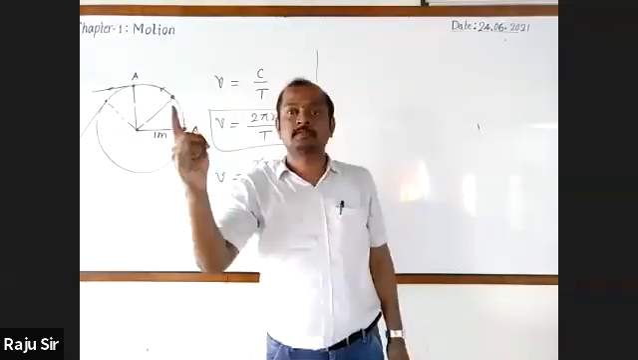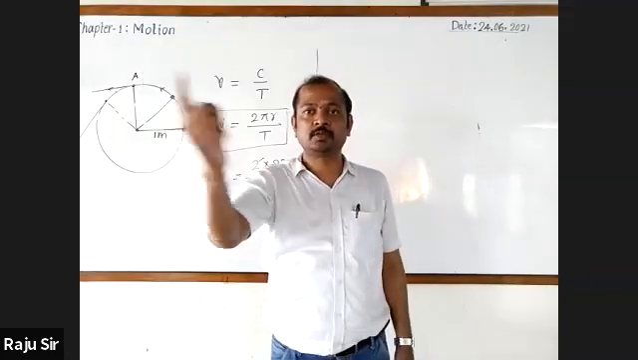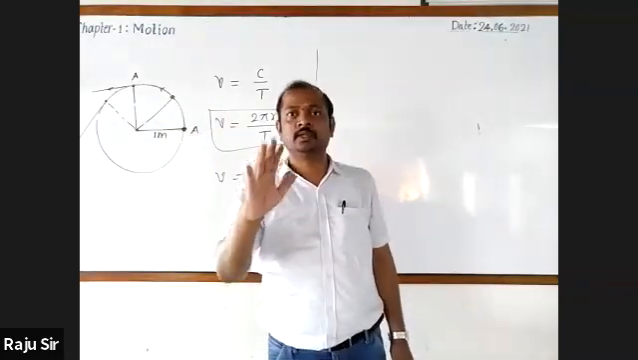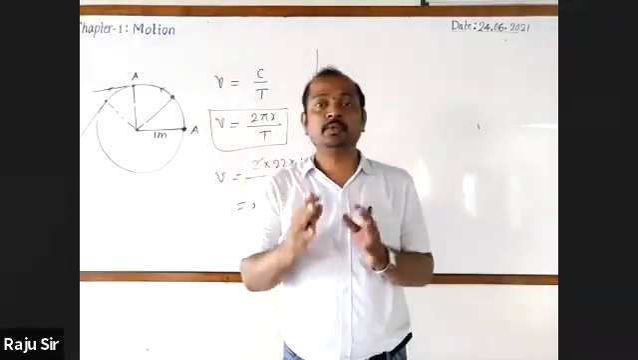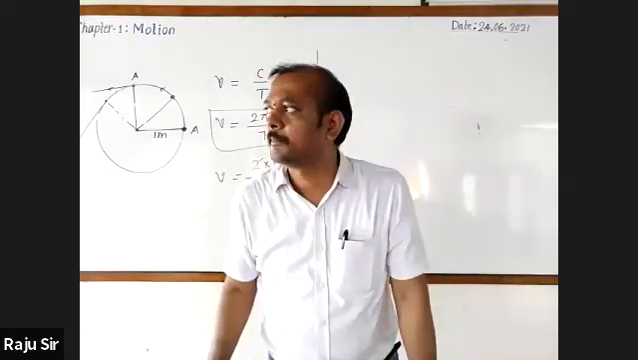But the speed with which the planets are revolving, the speed with which the moon is revolving around the earth, it is uniform circular motion. So it will be constant with respect to time. Sir, it can also change with time, no sir.